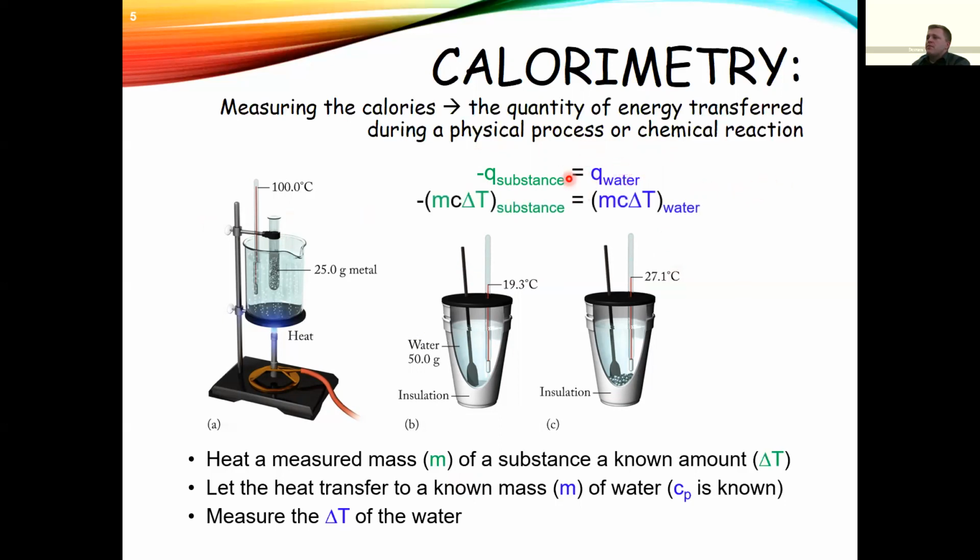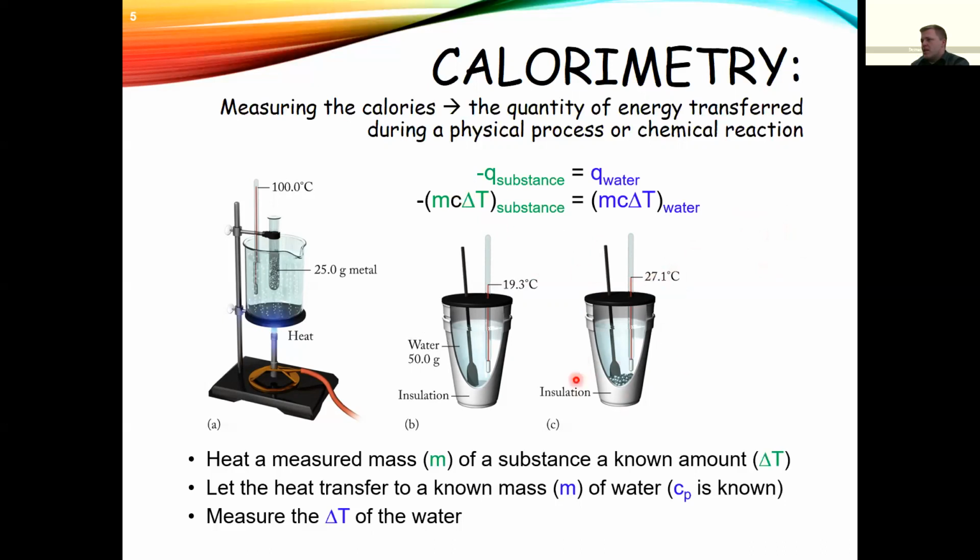And then we can substitute in our MC delta T equations for our two different heats there. And now we know everything. We know our mass, we know our change in temperature for our substance, we know our mass, our heat capacity, and change in temperature for the water. Then we just have to solve for our heat capacity of the substance. And that's really all there is to this.